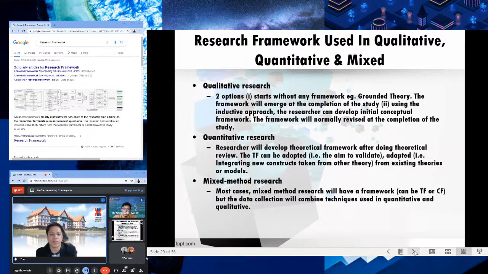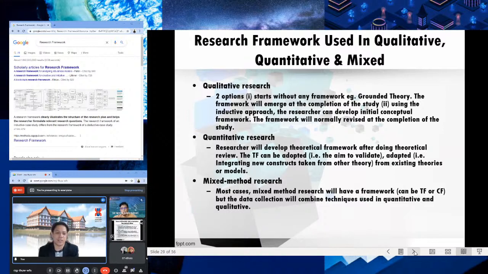You improvise the theory from the previous researcher, either to adapt, integrate, or construct new theories based on the research. Another unique application of a research framework is when you want to develop a research framework and deal with a mixed method research.